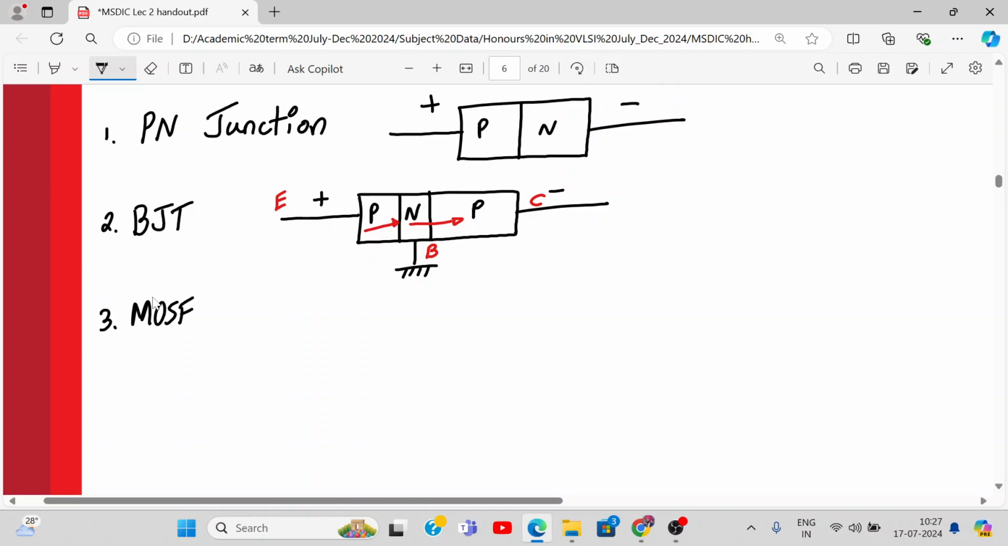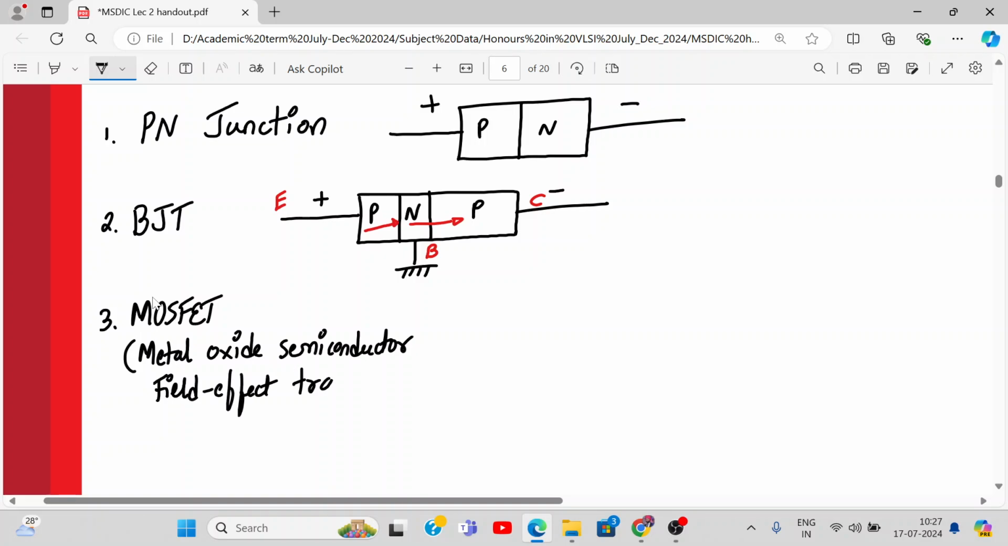All right, then the third device is MOSFET. What is the full form of MOSFET? Anyone? Yeah, metal oxide semiconductor field effect transistor. It is the most important device of the century. Mostly in all our electronic devices we have MOSFET.